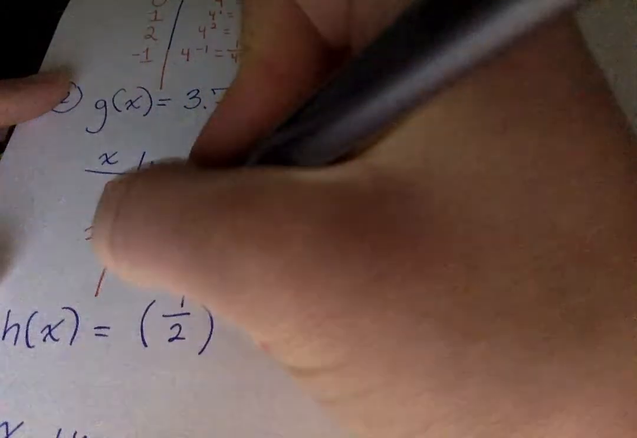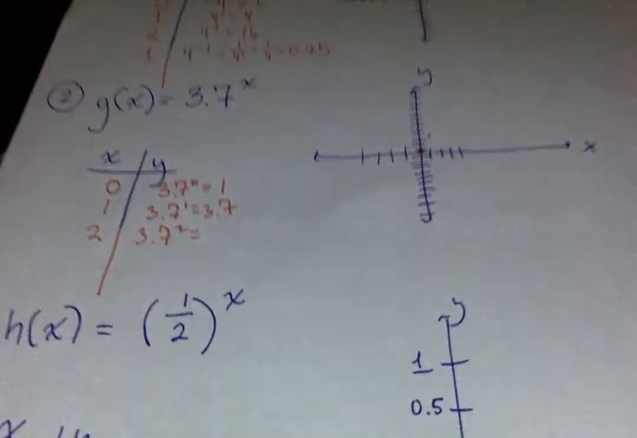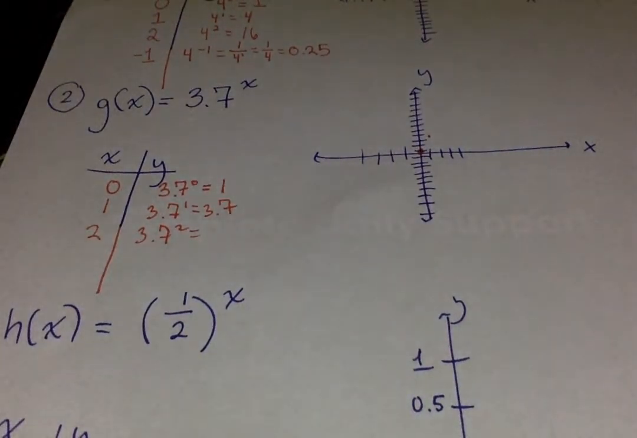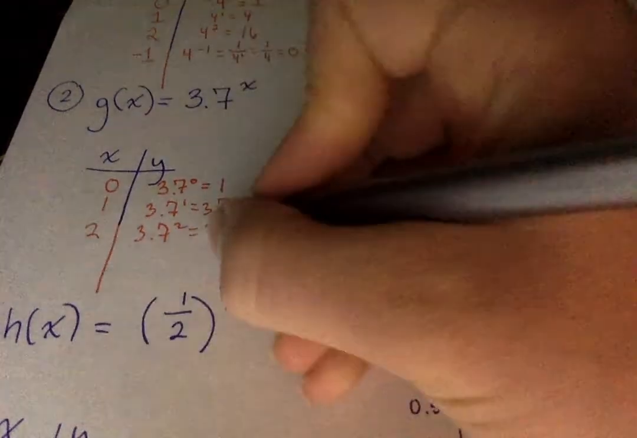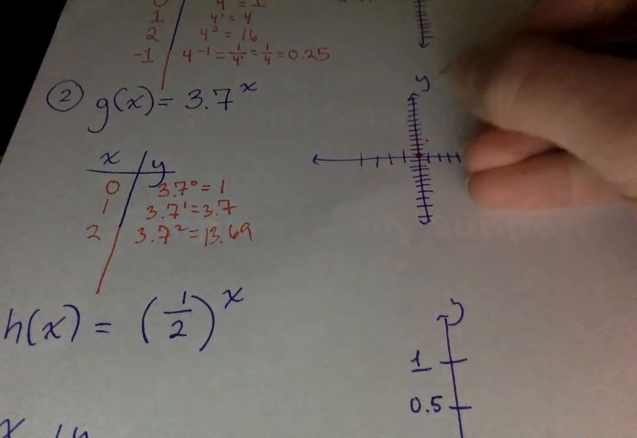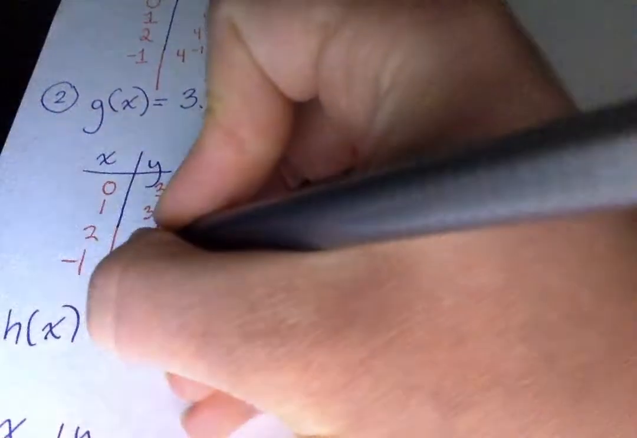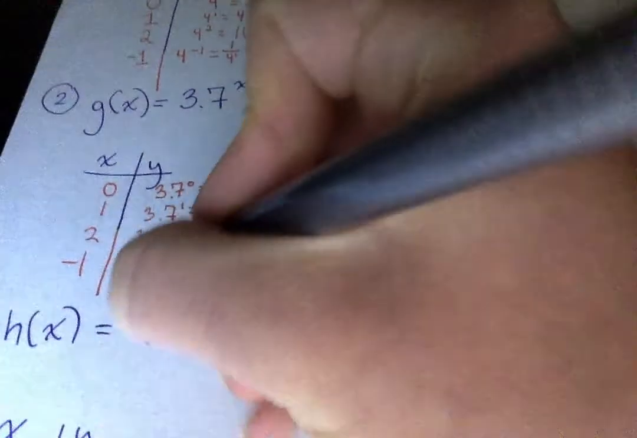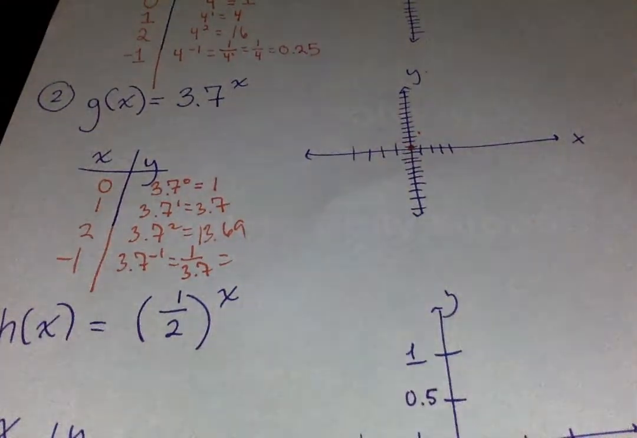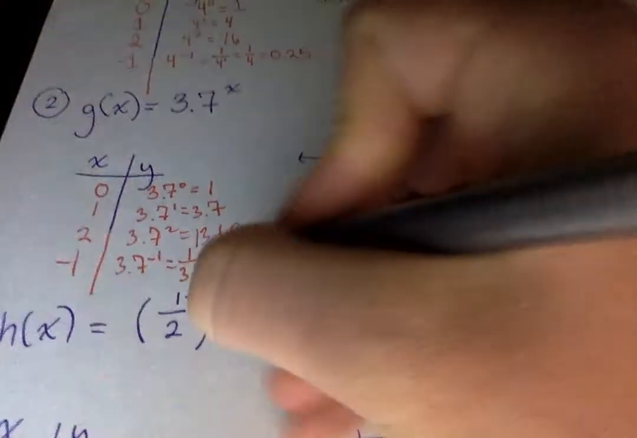3.7 squared, that's when you'll probably need a calculator. It's hard to do 3.7 squared in your head. So you can just type in 3.7 times 3.7. Get 13.69. So we go over 2, up, it's going to be somewhere still up here. If we do negative 1, it should be 3.7 to the negative 1, which is 1 over 3.7. As a decimal, 1 over 3.7 is 0.27.